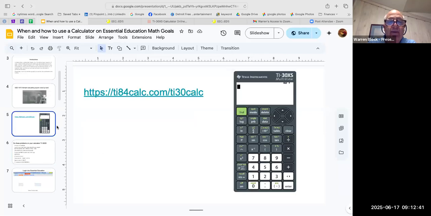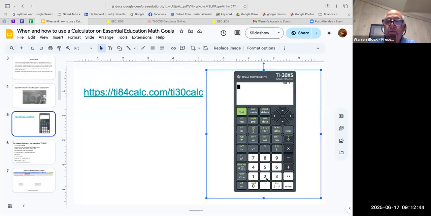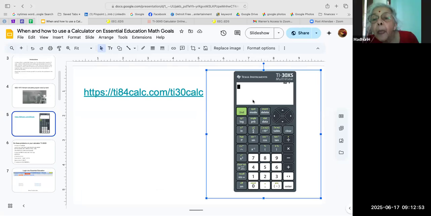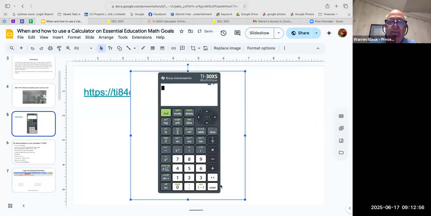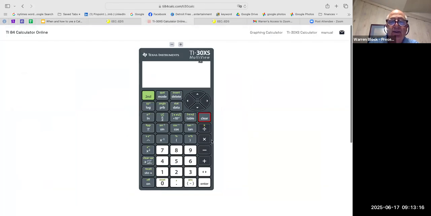So this 2, can you see my arrow on the 2? Put it over here. So 2, the plus sign on the last column, and then 3, and then enter. Hopefully your screen will show 5. Now I'm not showing it on my screen, but we can make that happen. Let's see, I'll go to this one. So 2 plus 3 equals enter.